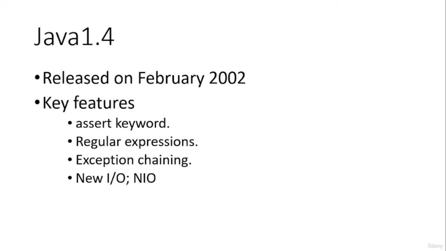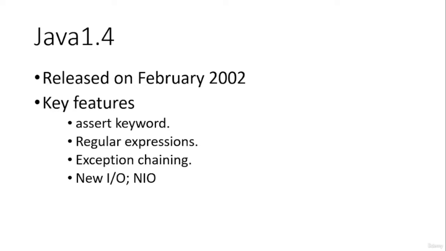The next thing we need to mention is regular expressions. Regular expressions provide a way to check for particular expressions in a string. We can use them for validating a string and removing particular elements from a string. All this can be done using regular expressions. The next thing we need to mention is exception chaining.